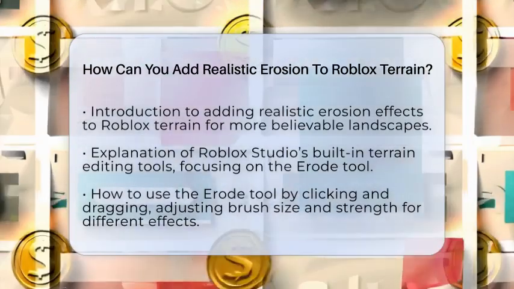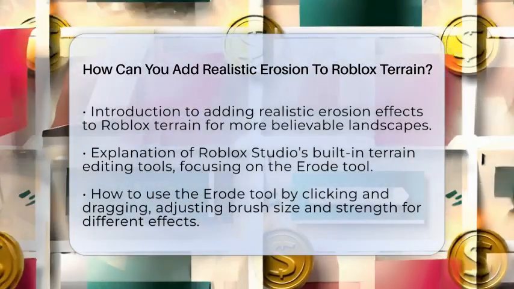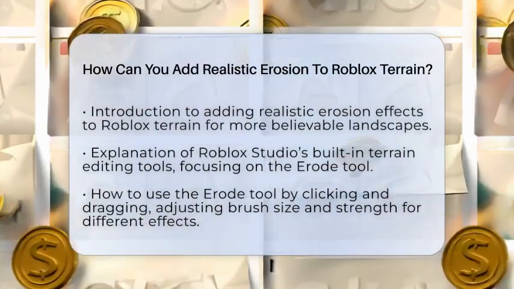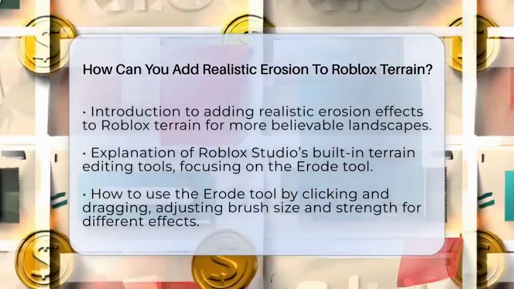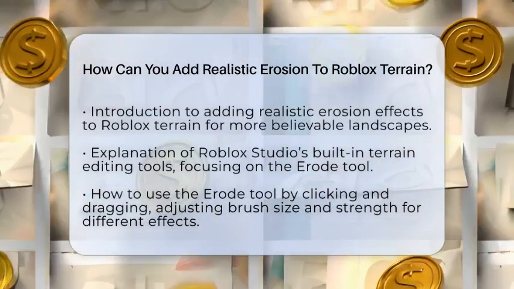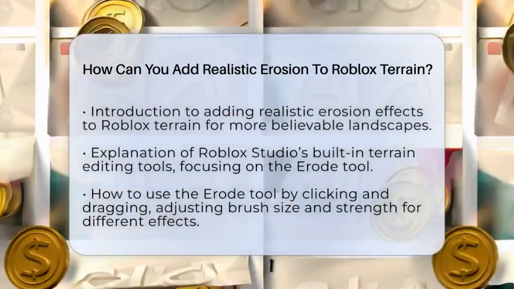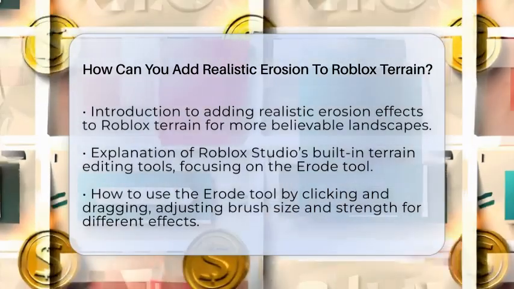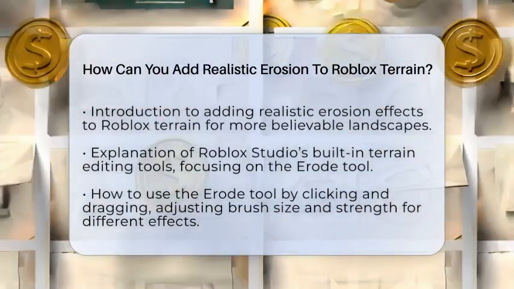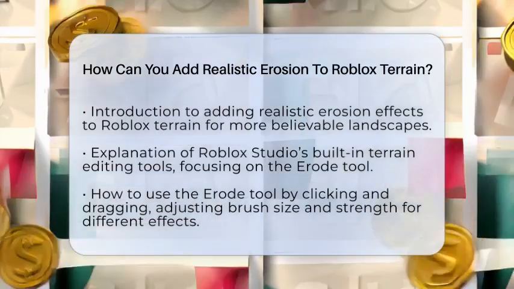Whether you are building a mountain range, river valley, or a worn-down canyon, understanding erosion can take your game to the next level. First, let's talk about Roblox Studio's built-in terrain editing tools. Roblox terrain is made up of tiny cubes called voxels, which you can modify to create different landscapes. To start, open Roblox Studio and go to the Terrain tab. Here, you will find the Erode tool.